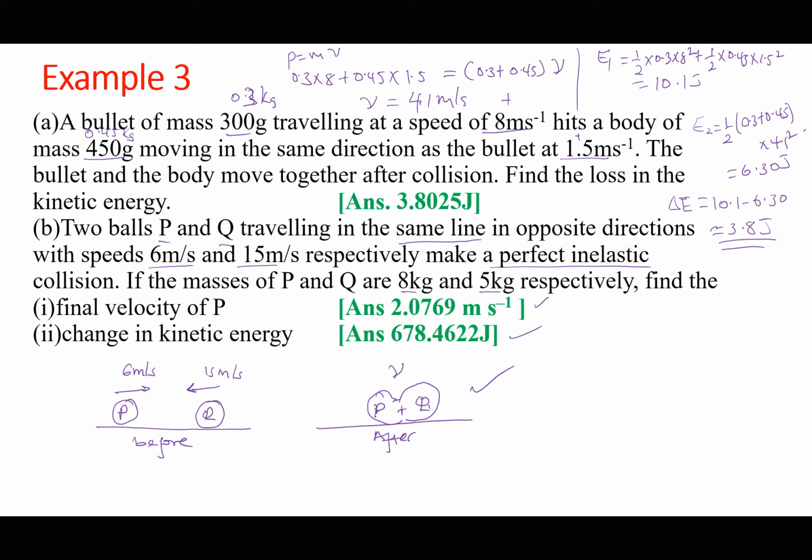Then you should find the final kinetic energy. You find the total kinetic energy before the collision, then the total kinetic energy after the collision using the common velocity, and then you subtract. You should be able to verify and see if these answers are correct.